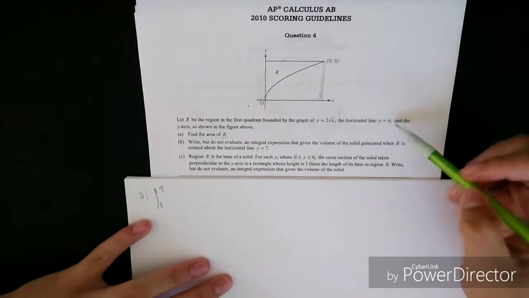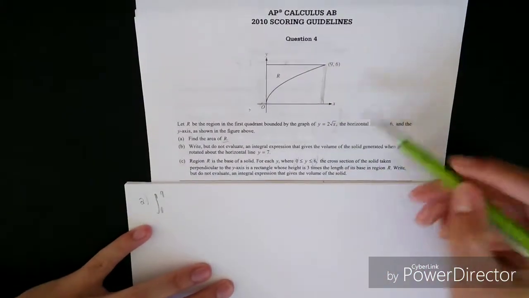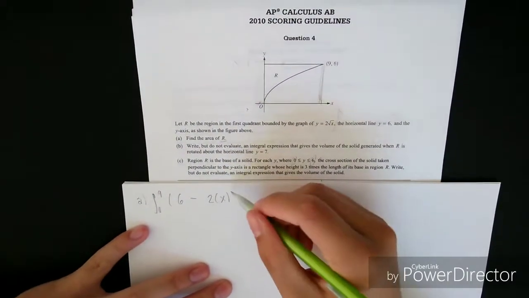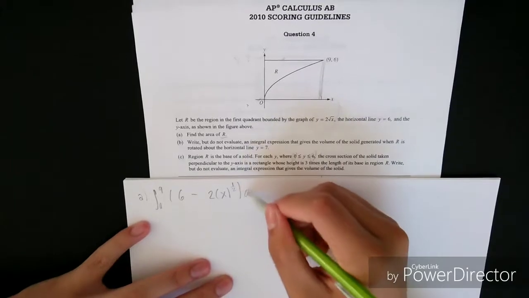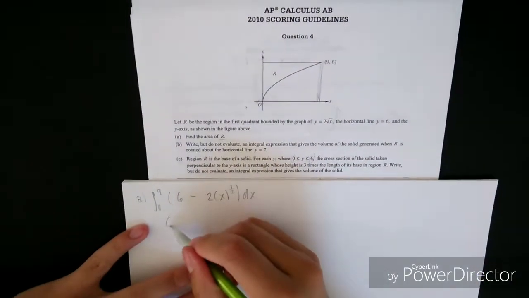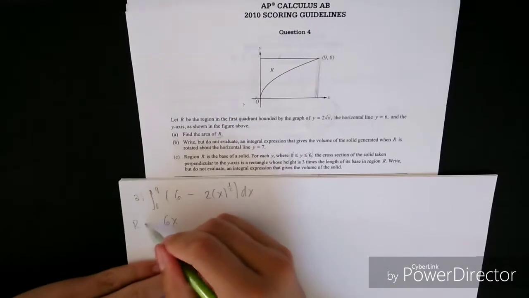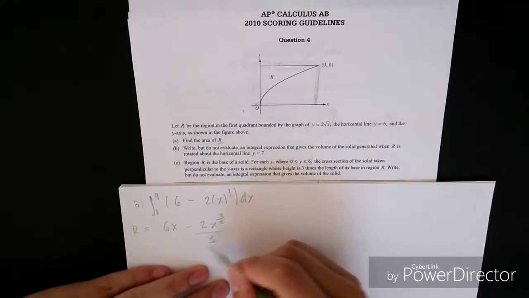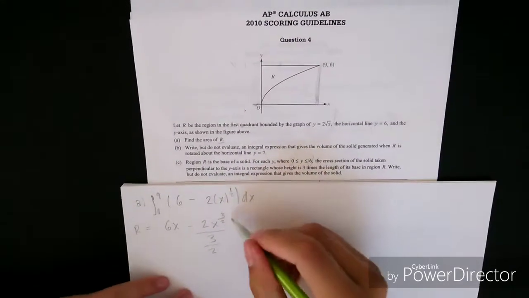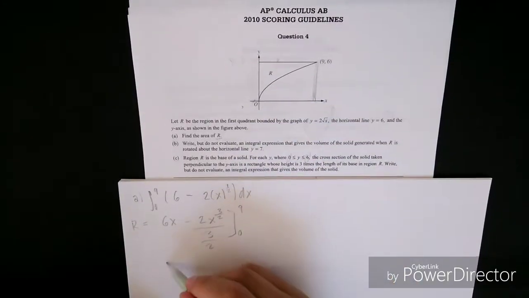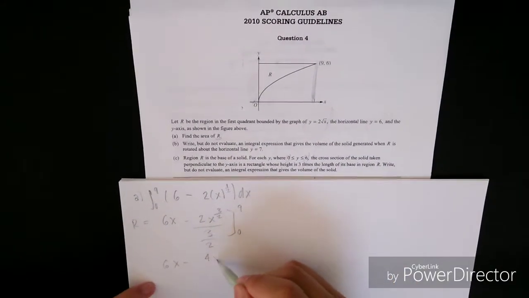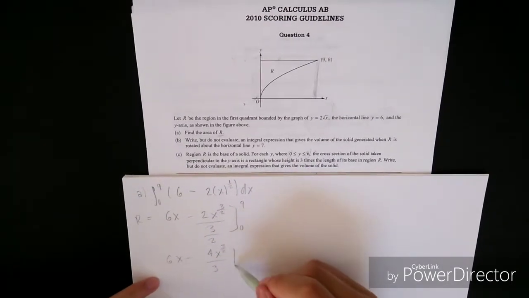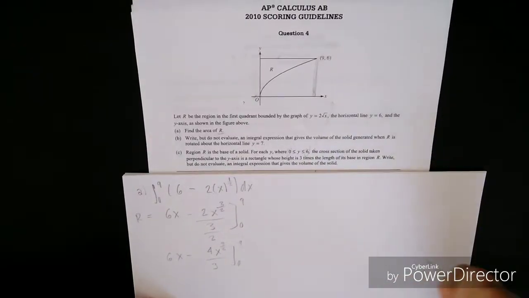And we're going to subtract the top function, which is y equals 6, minus the bottom function. I'm just going to rewrite 2 radical x as 2x to the power of 1/2. So from there, just simply integrate, and then simplify, and then simply plug in your boundaries.